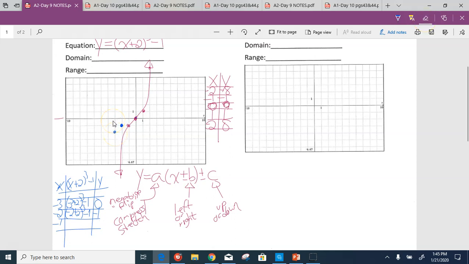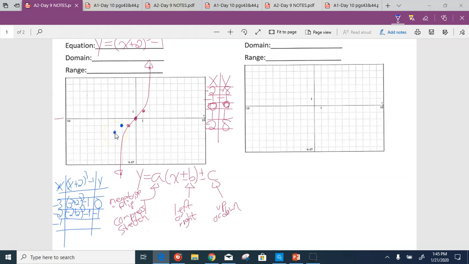The reason is -3 plus 2 is -1. -1 to the third power is -1. -1 minus 1 more is -2. So it should be down here. There we go. My point back up. That's the mistake I made earlier.